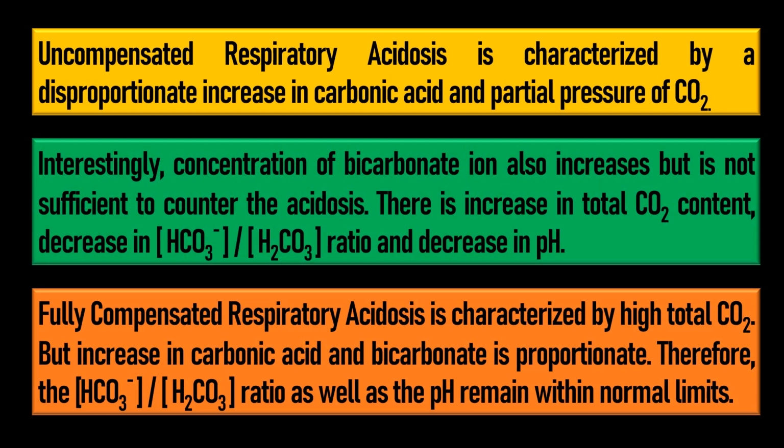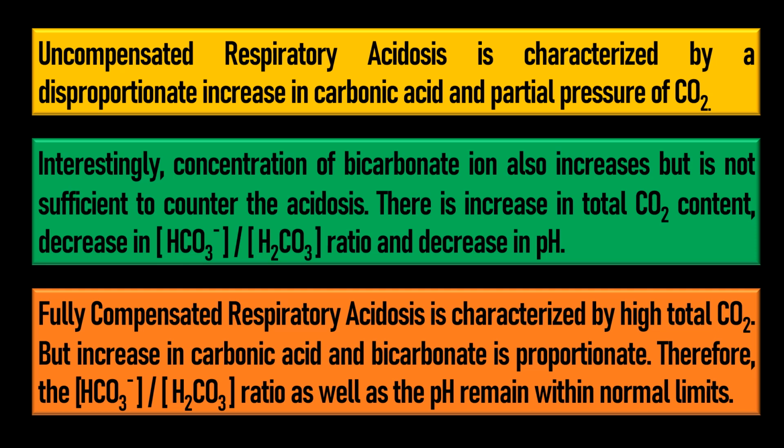Uncompensated respiratory acidosis is characterized by a disproportionate increase in carbonic acid and partial pressure of carbon dioxide. Interestingly, concentration of bicarbonate ion also increases, but is not sufficient to counter the acidosis. There is increase in total carbon dioxide content, decrease in bicarbonate-carbonic acid ratio, and decrease in pH.